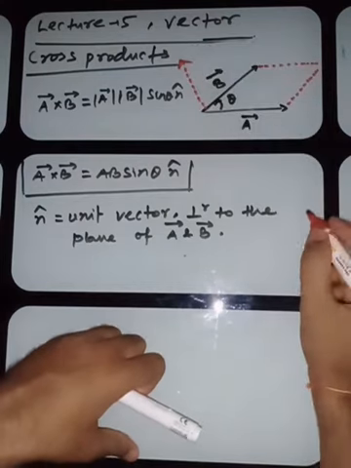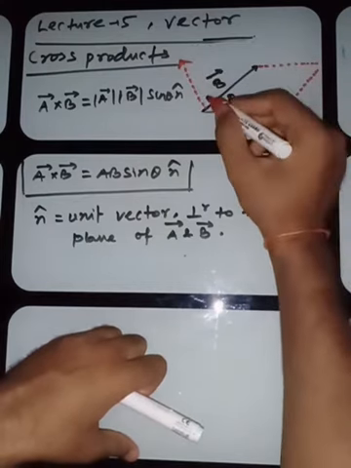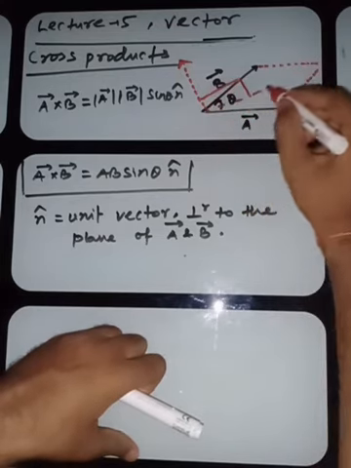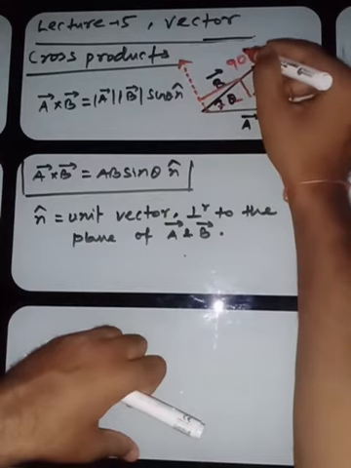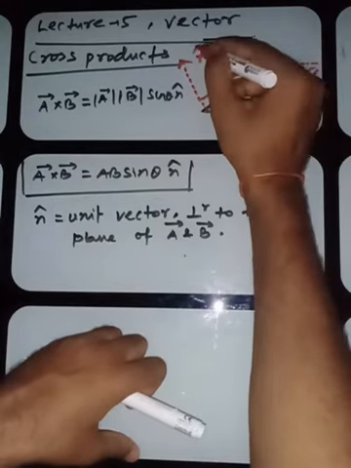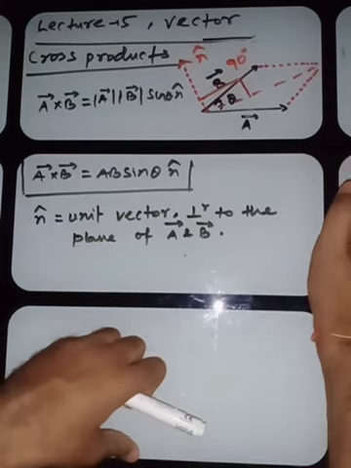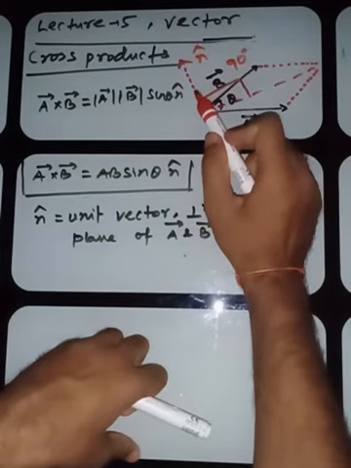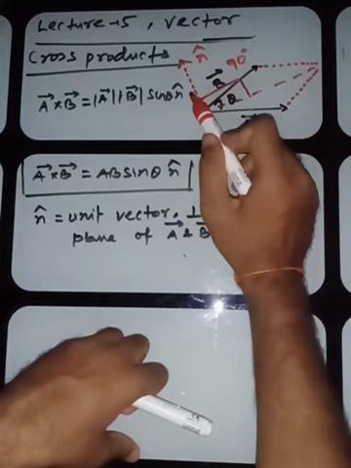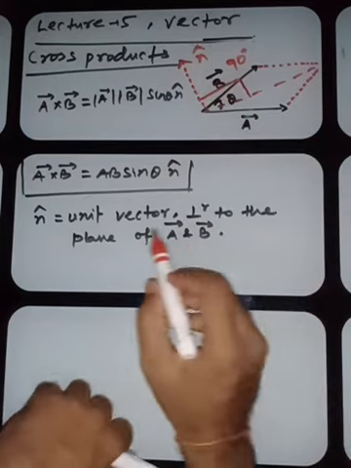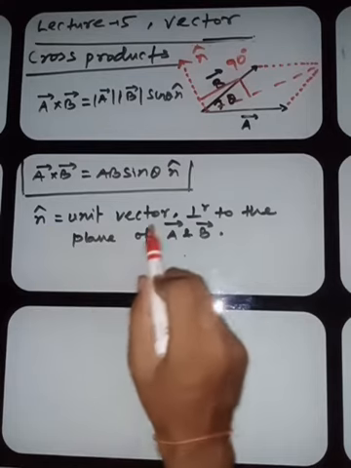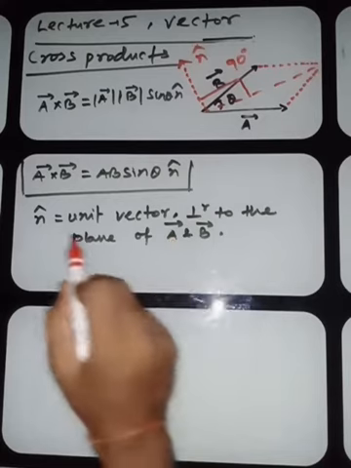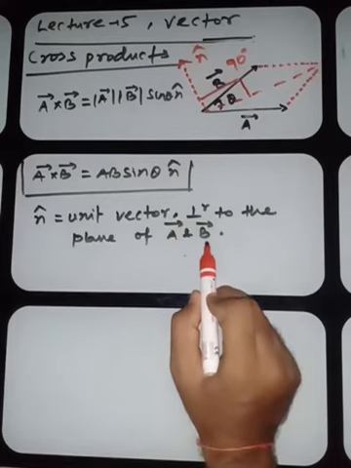This is the perpendicular to this plane. If you find the angle, it will be 90 degrees. This is 90 degrees, and this is nothing but the n cap. All right, this is perpendicular. This n cap is perpendicular to vector A, as well as perpendicular to vector B. Remember, this n cap is a unit vector perpendicular to the plane of AB. It means it is perpendicular to A as well as to B.